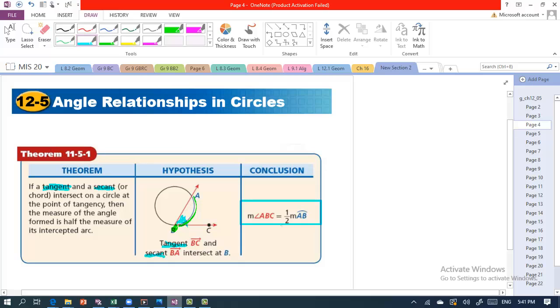Okay? So if we have a tangent BC and a secant, and they intersect at a point B, they form an inscribed angle. This angle's measure is half of the intercepted arc.